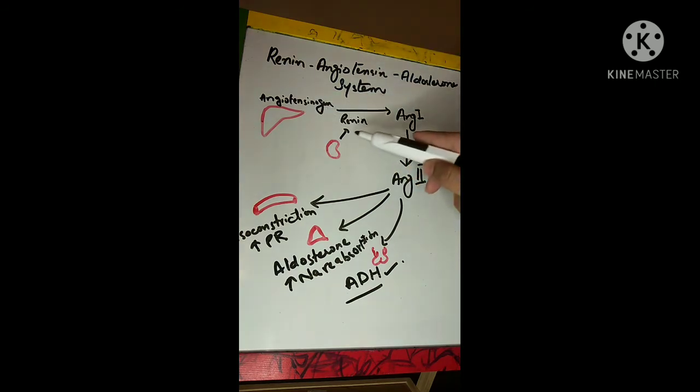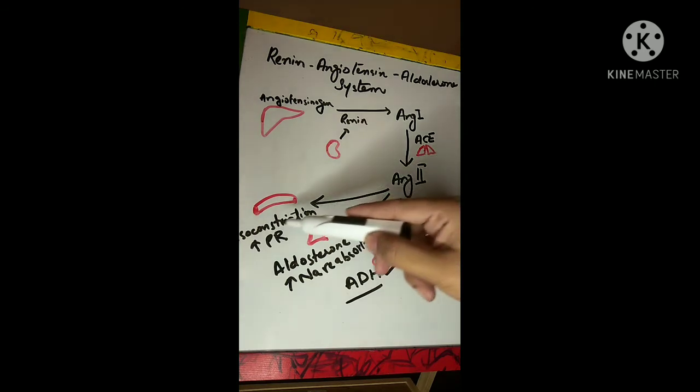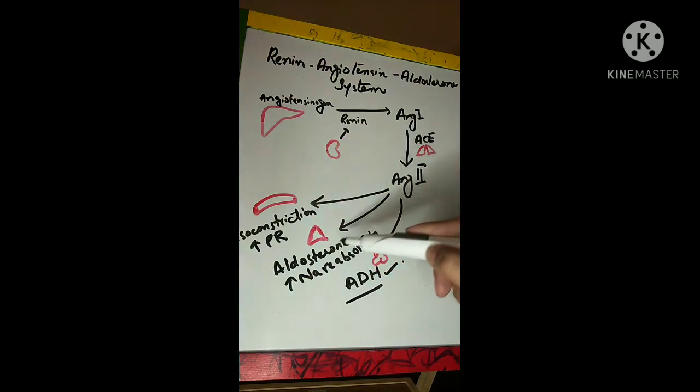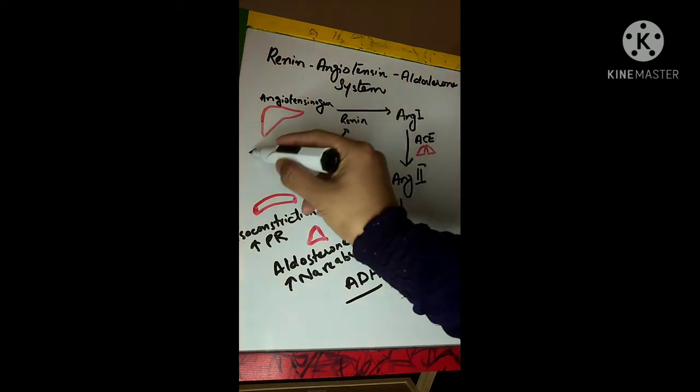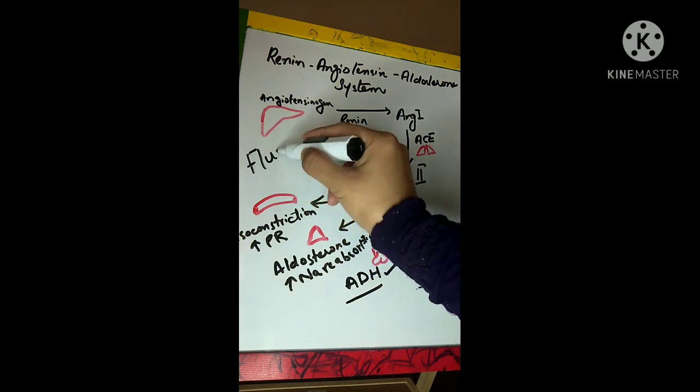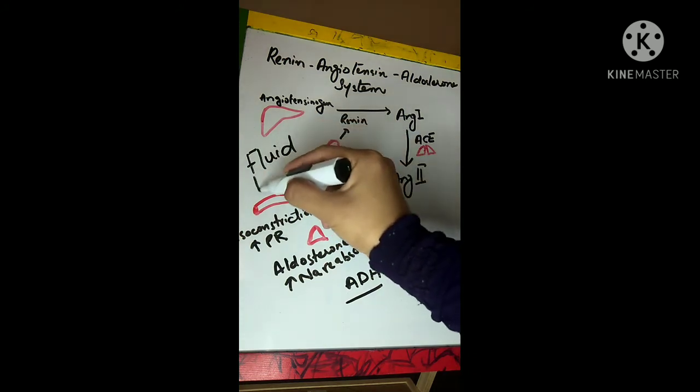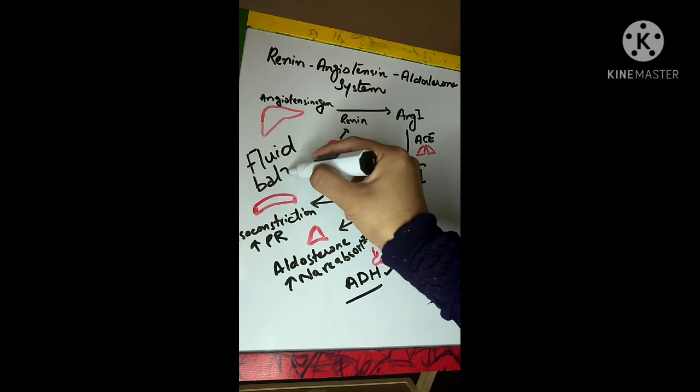So here I am again showing this pathway: angiotensinogen to angiotensin 1 to 2, and then angiotensin 2 has these three functions. And the major role is in the fluid balance.